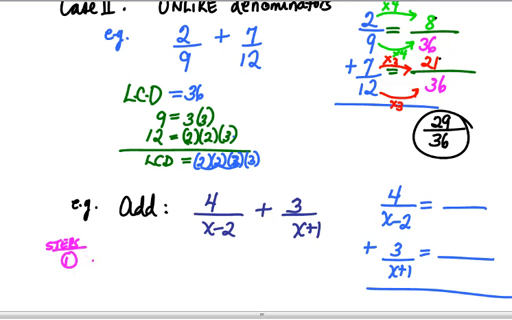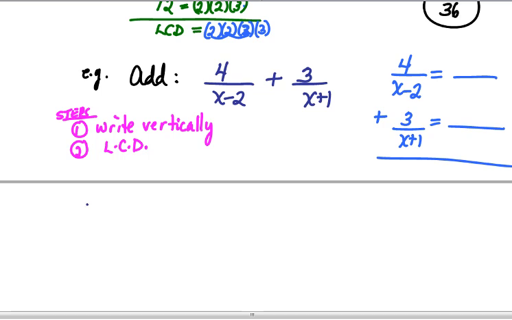So in terms of my steps, the first step is I write it vertically, which I have done. Now I need the lowest common denominator to put for these new fractions. So I need the LCD. The LCD for these is going to be quite easy because we just have one factor, x minus 2, and then we have the other denominator, x plus 1. So the lowest common denominator will be one of each.